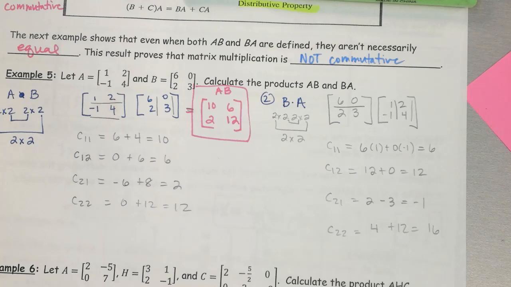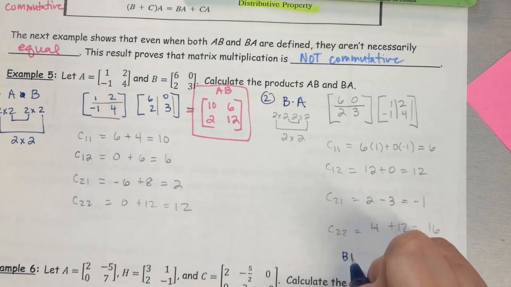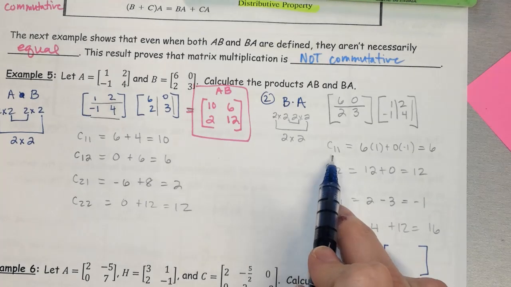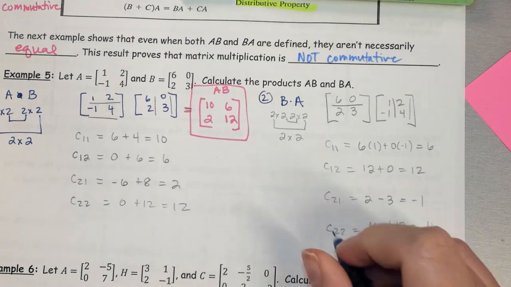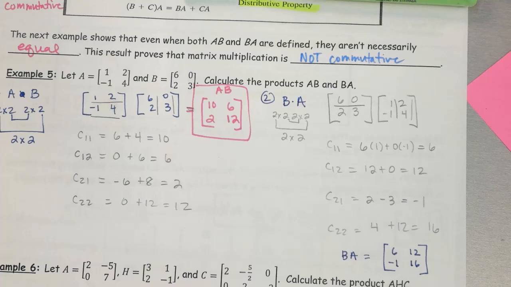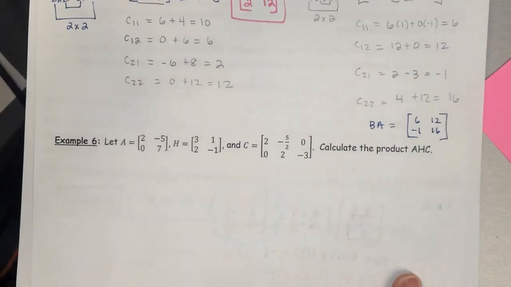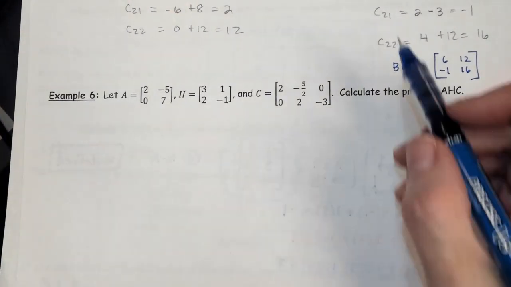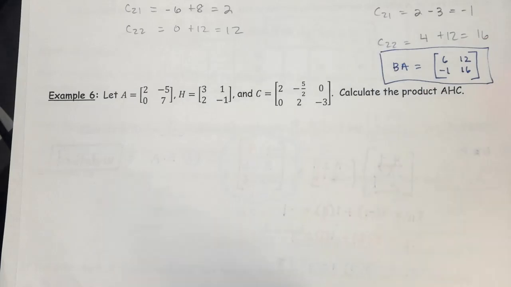And if you want to do all of those first and then write what your product is, that's fine. You have labeled what these are. So this is first row, first column, first row, second column, second row, first column, second row, second column. So this is your position. Okay. All right.